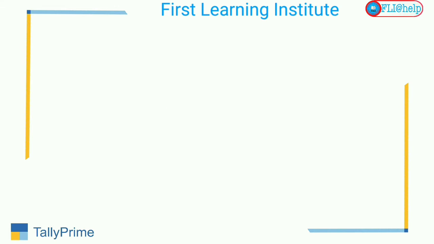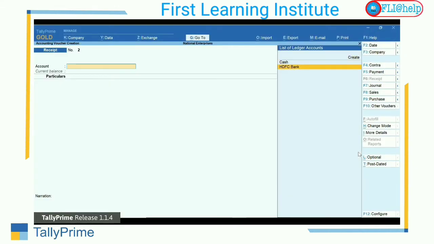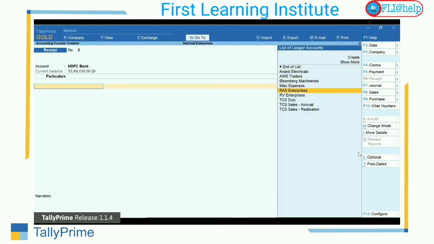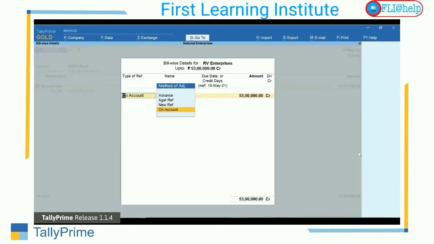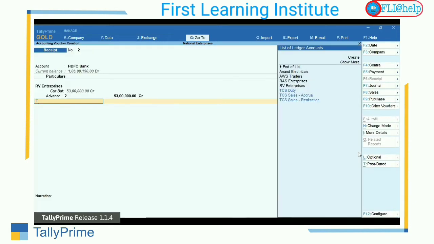realization. In the receipt voucher, select the bank ledger into which the payment is received. Select the ledger of the party buying the goods which come under tax calculated on realization nature of goods. Enter the amount. In the bill-wise detail screen, select advance as the type of reference. Select the TCS duty ledger.